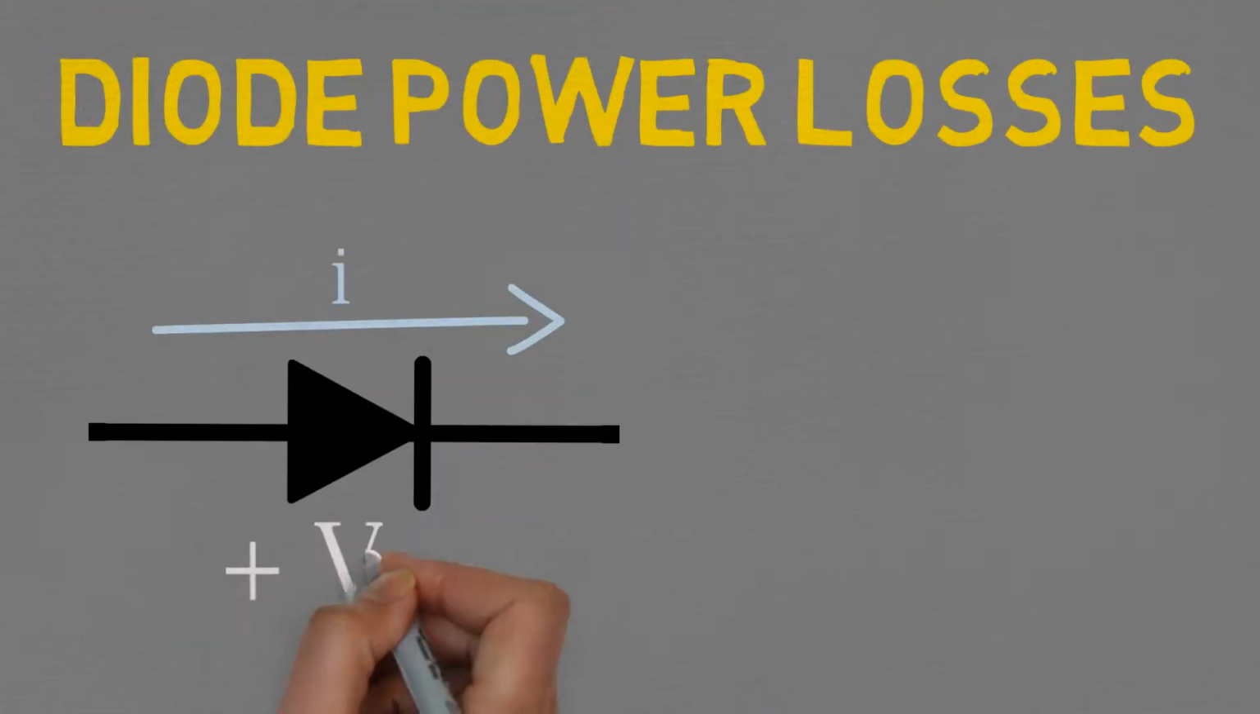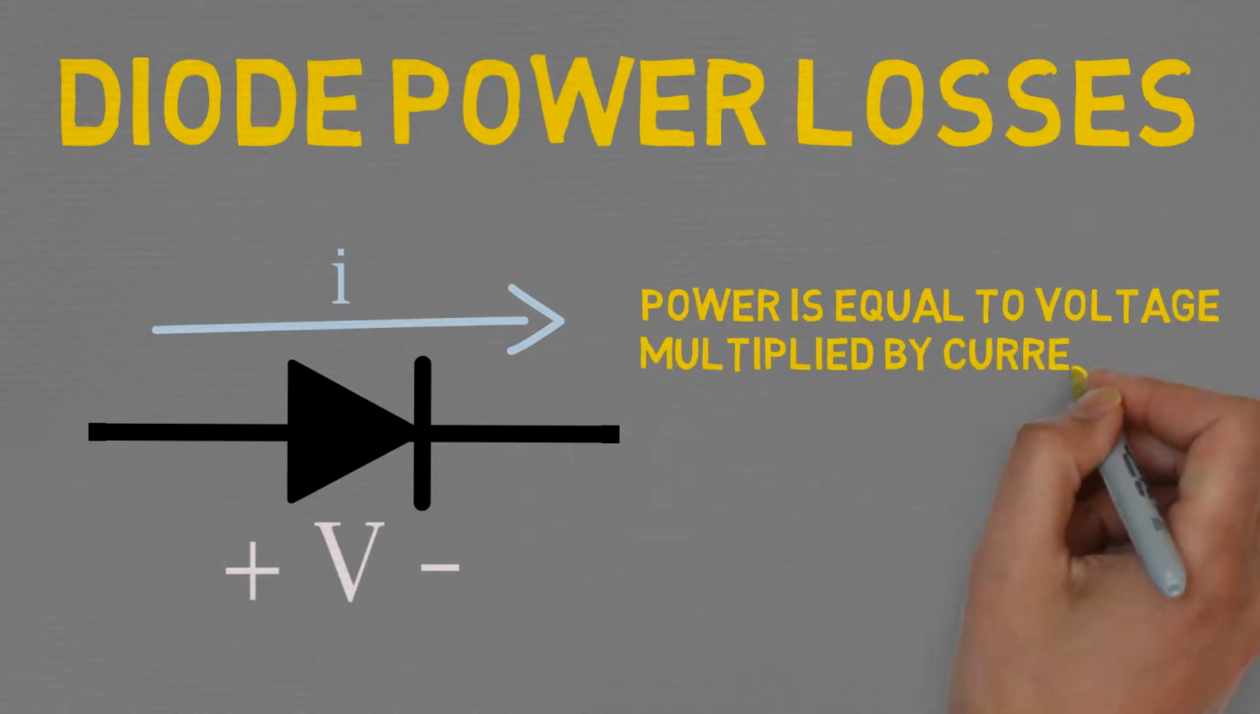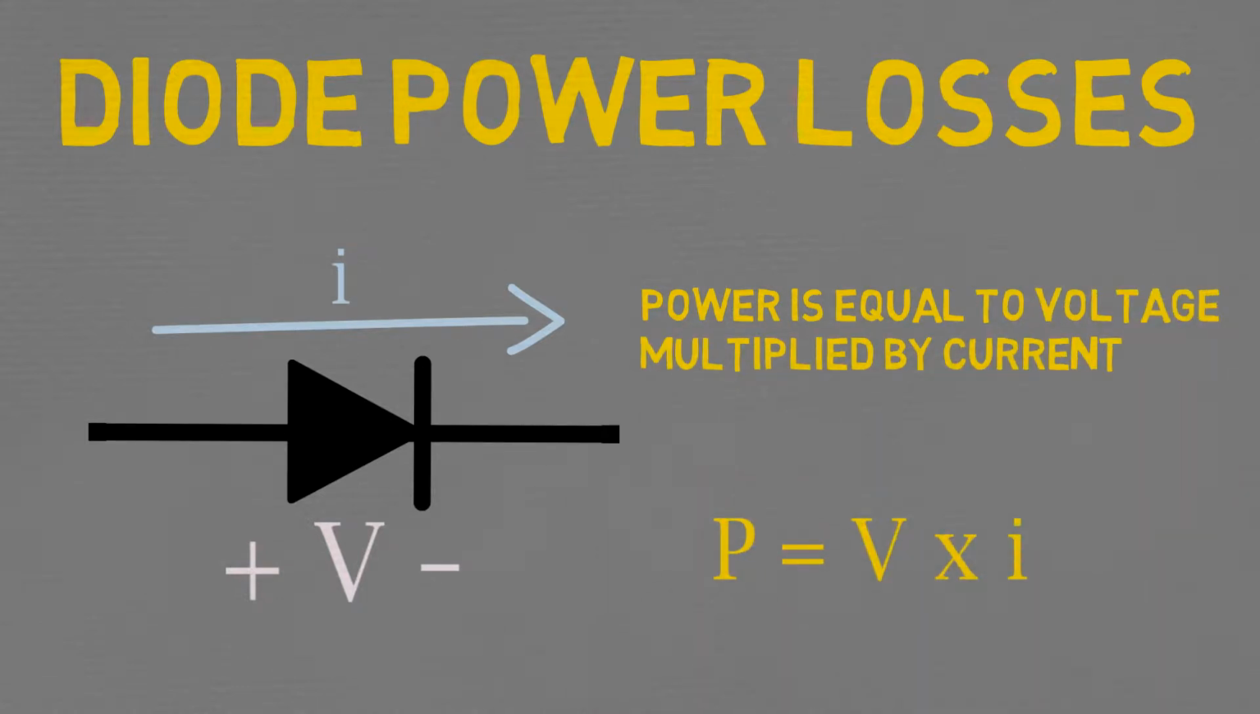Calculating diode power losses. This is really easy. The power is equal to the voltage across the diode multiplied by current. P is equal to V times I.